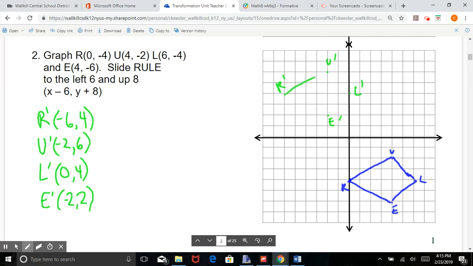Neatly graph your shape. And we should have a congruent shape to the original RULE. And again, if you look, just looking at the blue one from U to E, it's 4 units apart. U to E is still 4 units apart here. If we're looking from R to L was 6 units apart, and R to L up here is also 6 units apart. So all we have done is taken the blue shape and transformed it by translating it across the coordinate plane to create a congruent shape, RULE prime.